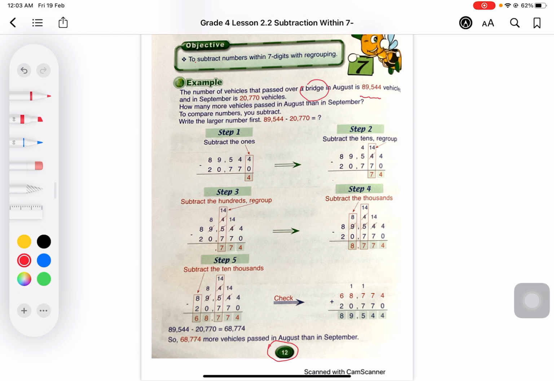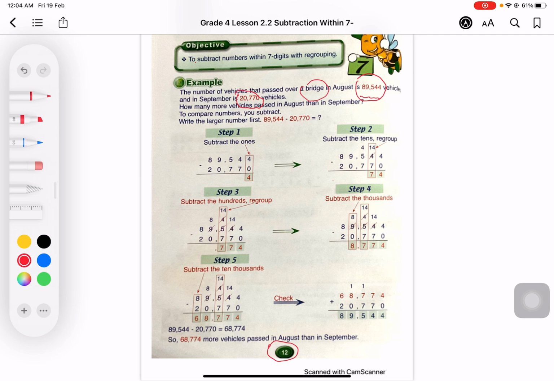And in September, the number is 20,770 vehicles. So I have two numbers, August and what? September. In August, the number is 89,544, and in September it is 20,770. And the question is, how many more vehicles passed in August than in September? Which number is more, August or September, and how much more is it?